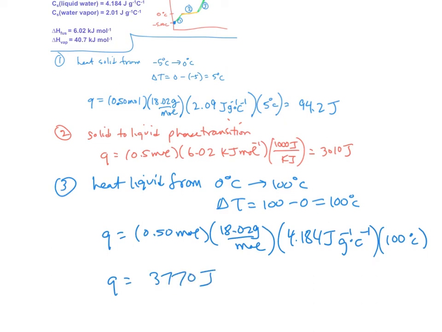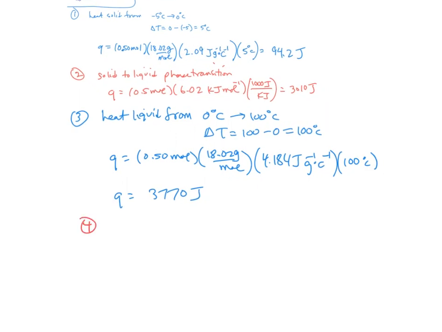3770 joules. And notice how much larger that is than the solid to the liquid transition in part 1. First of all, the temperature change is larger, but also the heat capacity is larger, or the specific heat is double, right?